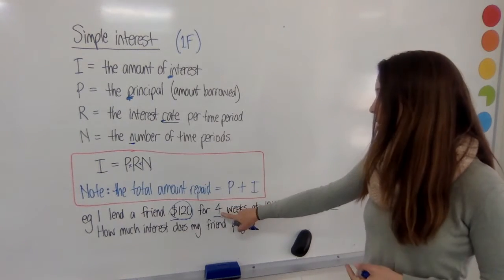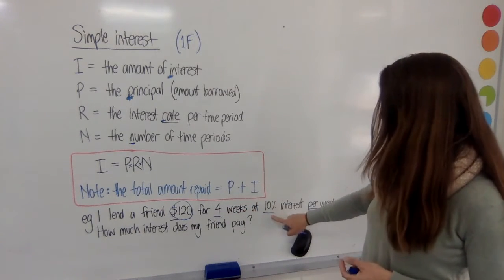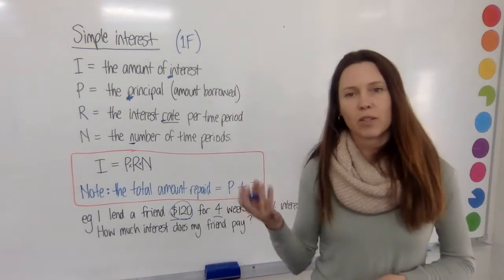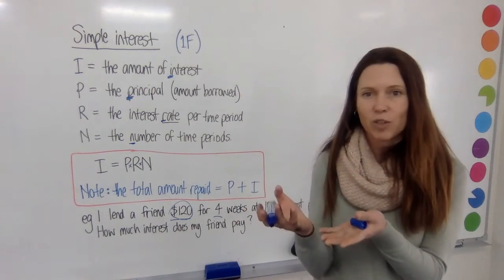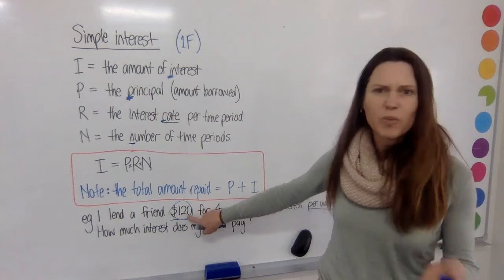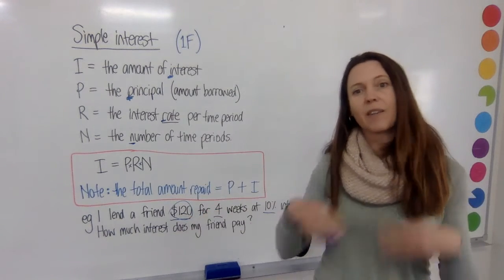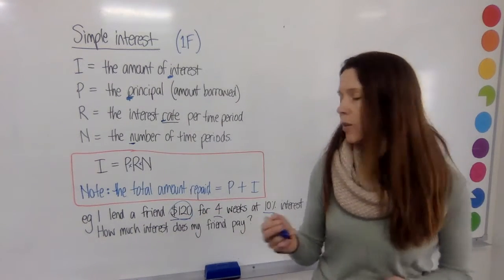If you hang on to that money for 10 weeks at this same rate, you'll have to pay 10 lots of that $12. You'll be paying another $120 in interest. Along with the 120 you borrowed in the beginning, you'd have to pay back 240 total.